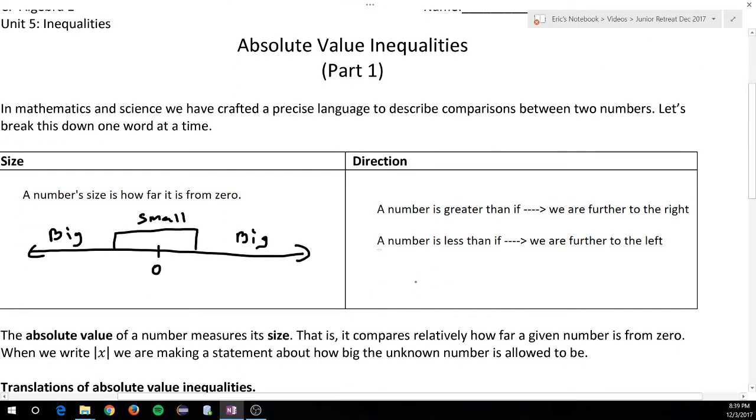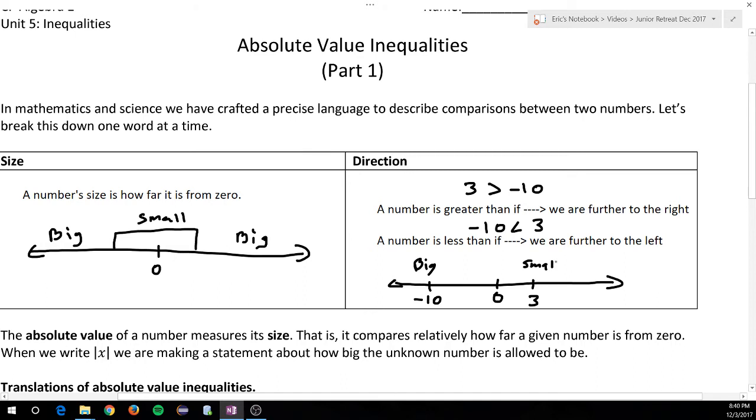Okay, number line. So we'll choose 2 numbers. Of course, 0 is in the middle as always. We could have -10. We could have 3. So I would say that 3 is greater than -10. In other words, it's further to the right. And I would also say that -10 is less than 3 and that it is further to the left. However, this would be big and this would be small.